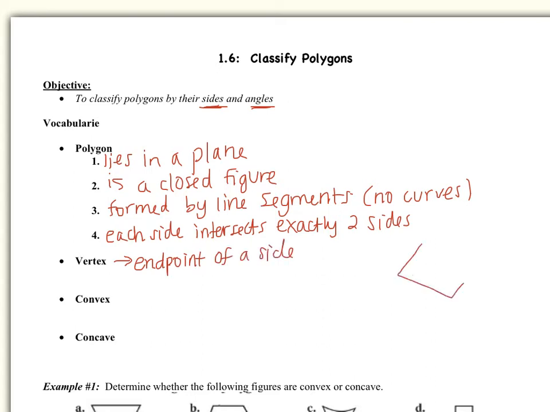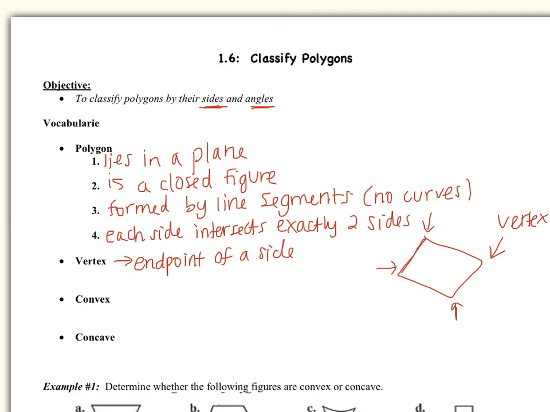The vertex. A vertex is just the end point of a side. So if I draw myself some polygon here, this right here is the vertex. It's the end point of a side. Here's another vertex, there's another one, there's another one.